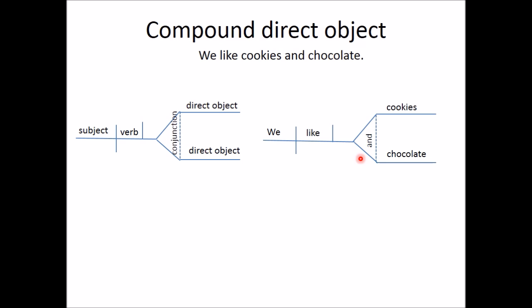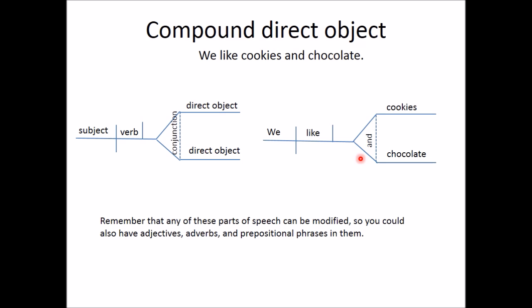Okay? I have a slide coming up next with a little bit more complicated sentence for you to try to diagram, because remember that any of these parts of speech can be modified. So you could have an adjective modifying we, you can have an adverb modifying like, you could have an adjective modifying cookies, and you can have an adjective modifying chocolate. You could also have prepositional phrases modifying any of those words. We've kept the modifiers out just to make sure that the diagram stays simple, but sentences can have, for example, we really like cookies and chocolate, and then really would be modifying like.